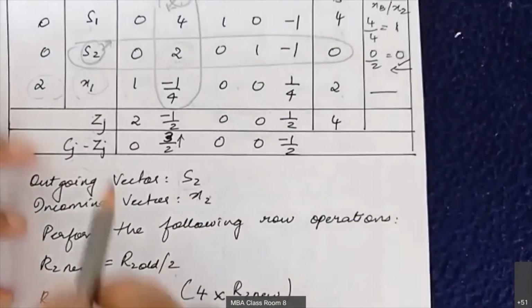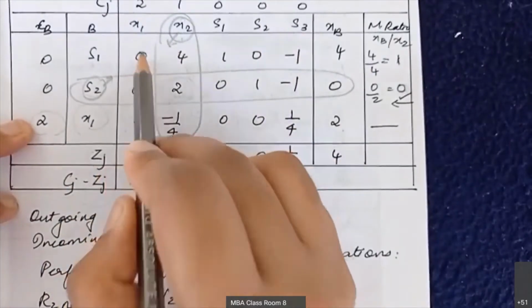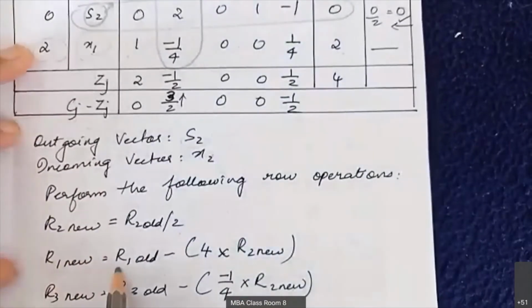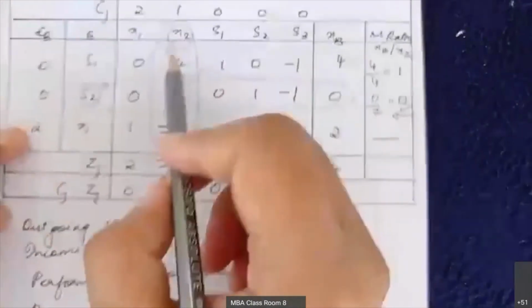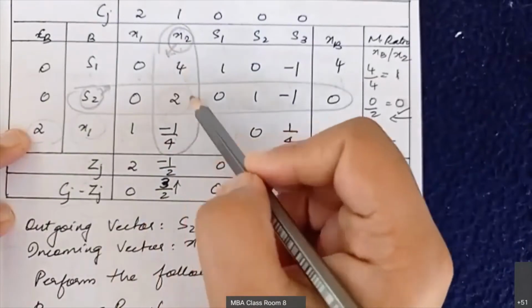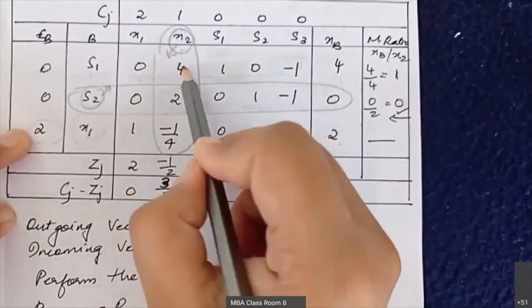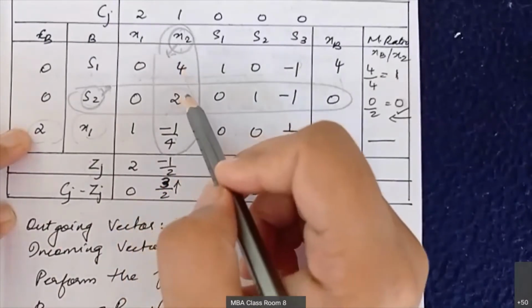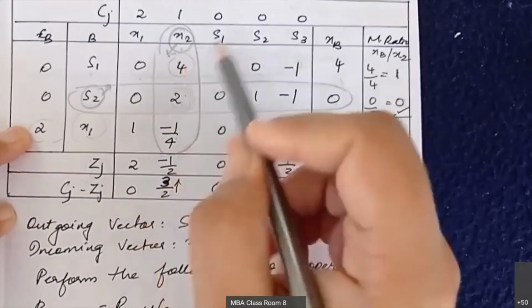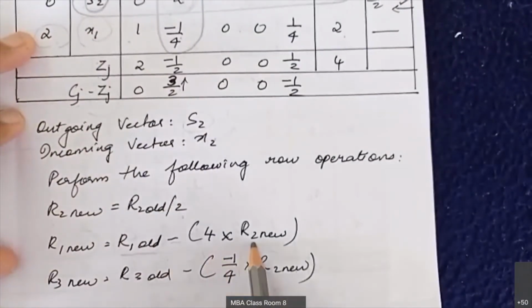Next we have to change the first row. R1 new is equal to R1 old minus the element that is above or below the key element. Key element is 2. When we are considering the first row, the number above the key element will be taken into consideration. Over here it is 4. So I have R1 old minus 4 into R2 new.